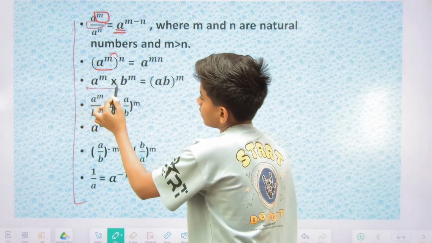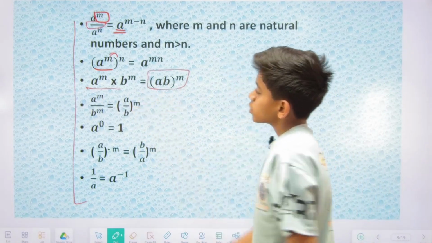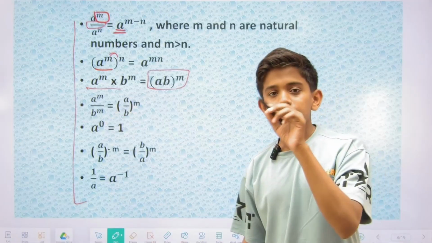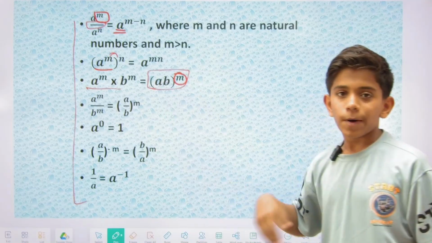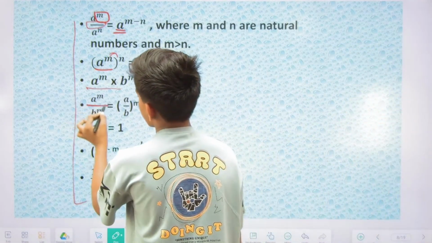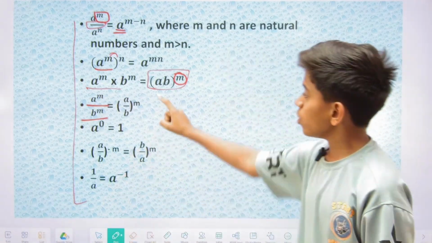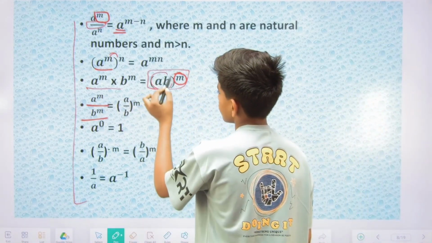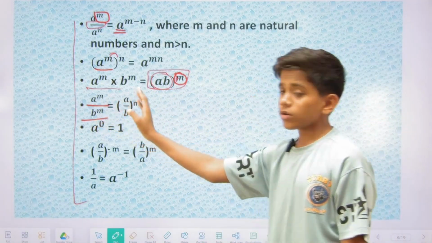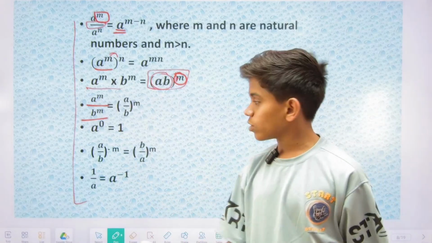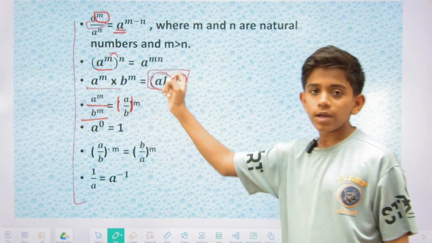a to the power m into b to the power m is equal to ab to the power m. So without writing a to the power m into b to the power m, we can just take m common, so ab to the power m. Now a to the power m divided by b to the power m. Here the base is different and the exponent is same. So you just need to write this one time and this exponent one time. And when you want to divide, a to the power m divided by b to the power m is equal to, again taking the common, a by b to the power m.